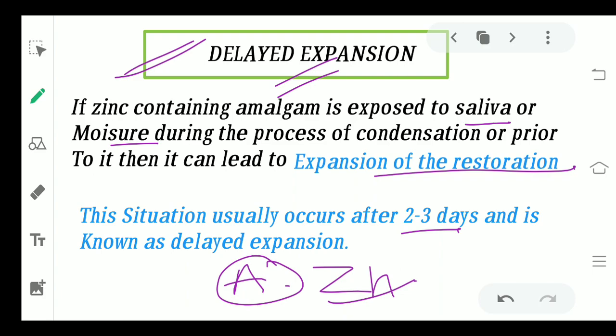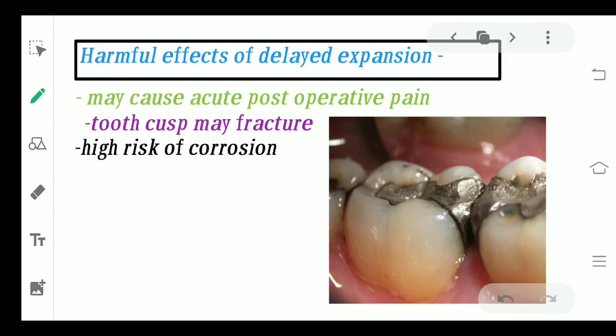It's not an immediate process. It takes a time of about 2 to 3 days. Now, what are the harmful effects of delayed expansion? You see in this particular figure, you can see that the amalgam restoration which you have done here has kind of expanded. It has come out of the cavity. Otherwise, you see this gap here, it was supposed to merge in with the tooth structure, but because it has expanded, it has disturbed the occlusion.